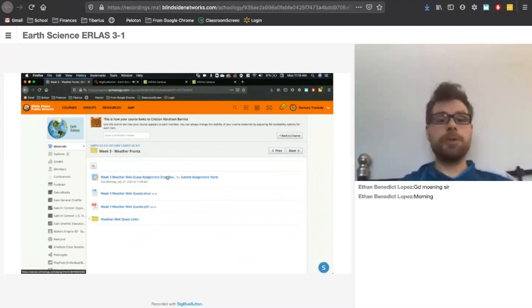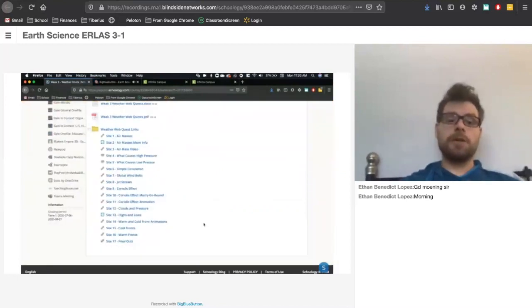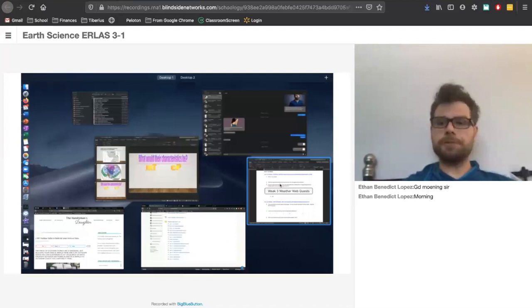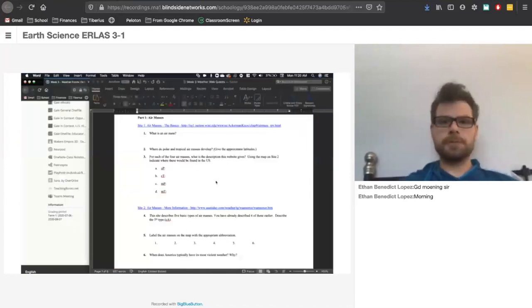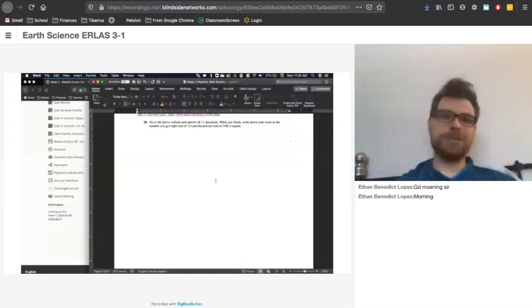These are both the same document. One is just a Word document. The other one is just a PDF. And then down here, the weather web quest links are all of the links you're going to use in this web quest. Notice there are 17 links. That's a lot. But there's only 28 questions. So most links are just 1 question each.